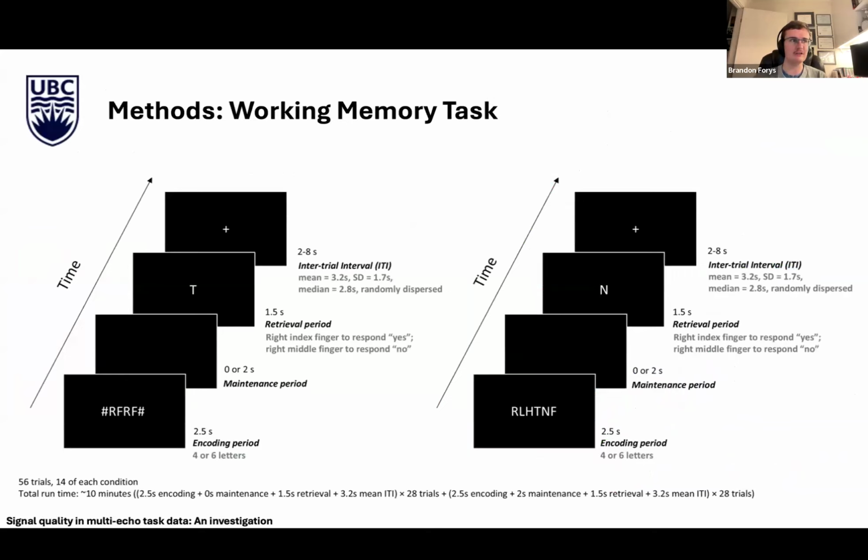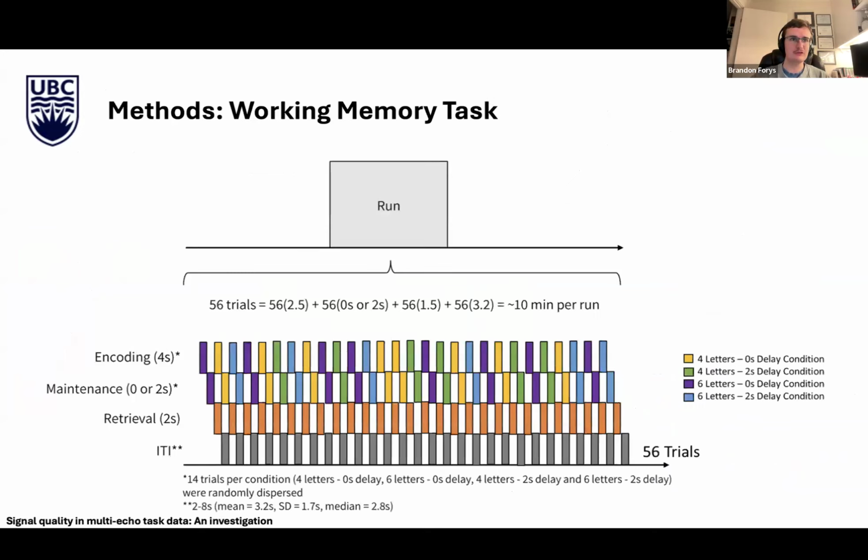It was a memory task with an easier low load condition on the left and a harder high load condition on the right, where you had to encode either fewer or more letters on screen, engaging different levels of cognitive effort demands. And again, I don't want to spend too much time on the task, but there were different levels of delay and different numbers of letters that had to be encoded, maintained in memory, and then retrieved shortly after, over the course of 56 trials, so 10 minutes per run. So just to get this really canonical working memory response process.